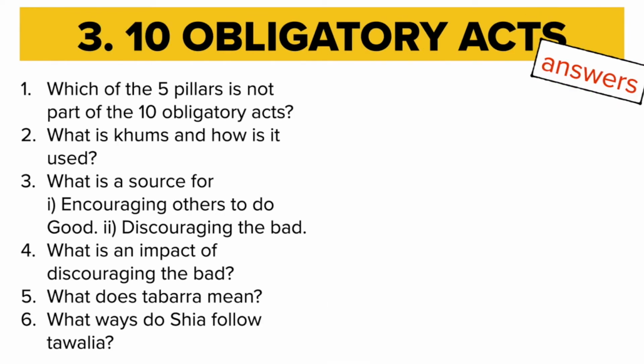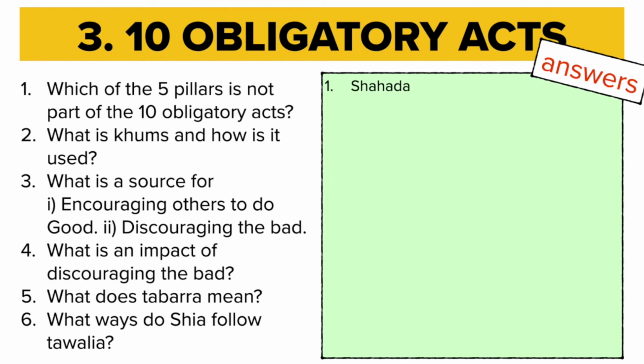The 10 obligatory acts. Okay, well, these are for Shia, because we just covered the Sunni 5 pillars. So the 10 obligatory acts, the first question asks, which of the 5 pillars is not part of the 10 obligatory acts? And that's Shahada. The other ones, so that's Sawm, Hajj, Zakah, and Salah, they're all part of the 10 obligatory acts, but Shahada isn't.